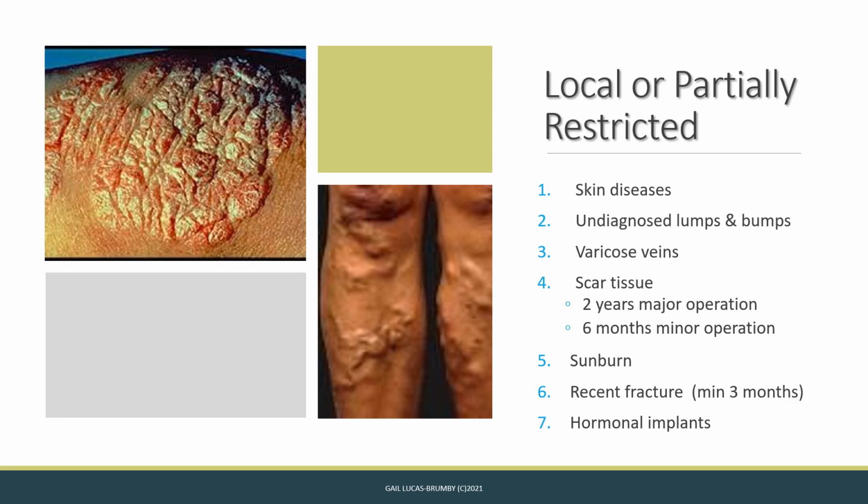Scar tissue is contraindicated 2 years after a major operation or injury, 6 months after a minor. Sunburn is contraindicated just in the area that you have the sunburn. Recent fractures is a minimum of 3 months for a fracture. And hormonal implants need to be avoided as well as pacemakers.